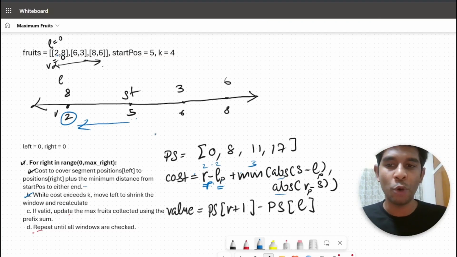While the cost exceeds k, what is the cost for us so far? Which is just 3. So 3 is less than 4, so I don't have to think of shrinking the window right now. It is a valid window. So at this point, what I do is update the max fruits.